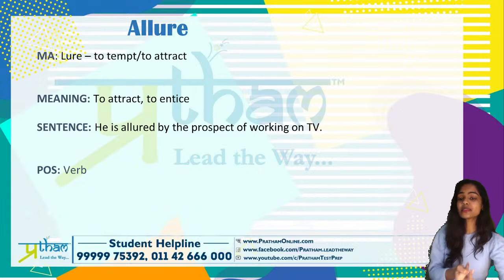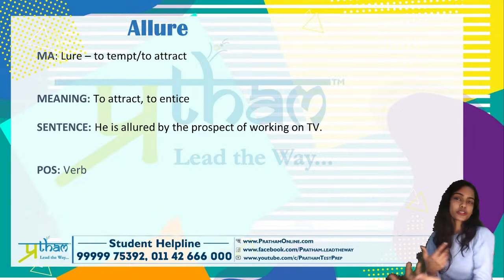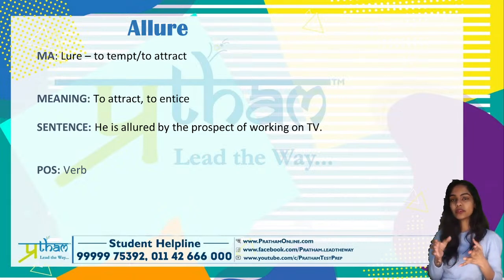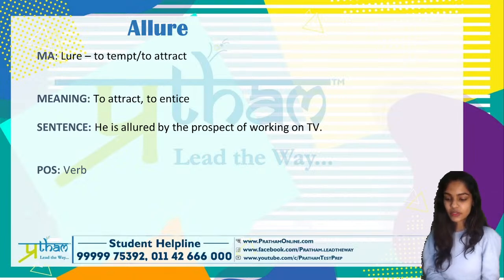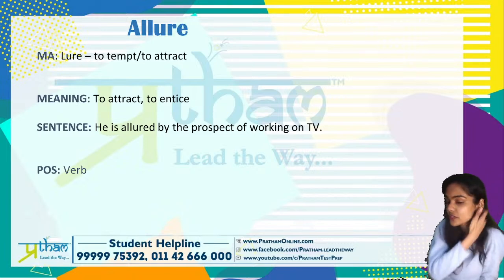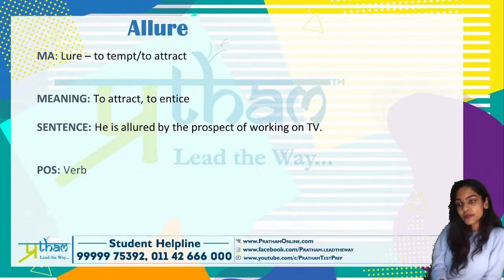It says he is allured by the prospect of working on TV. That means he's drawn to the idea of working on TV. He wants to, so he probably follows his nose when it comes to working on TV. So in that sense, we can talk about how alluring is to attract, to entice, to enchant. The part of speech for this word is a verb. It's a verb in the sense that it's an action that somebody does, or something does. Because this is an action, we have called it a verb.